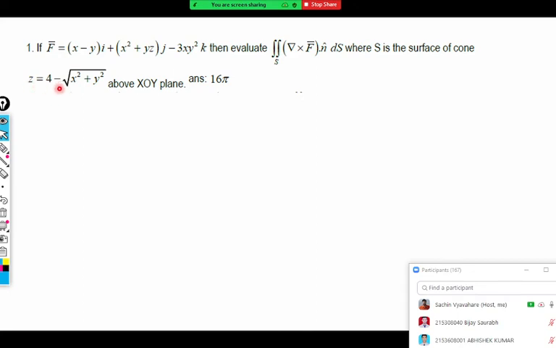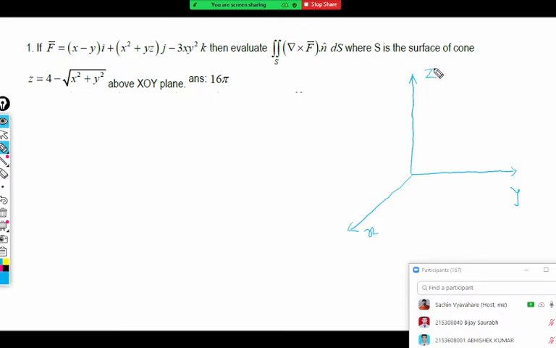Now nowhere do you have to draw a 3D drawing. 3D diagrams you don't have to draw anywhere in the exam, but it is just for your understanding. I will draw it here. Now this is the cone that we are given. Now how it is a cone, let us see. First, let me draw the coordinate axes. Say this is the y axis, this one is the x axis, and this one is the z axis.